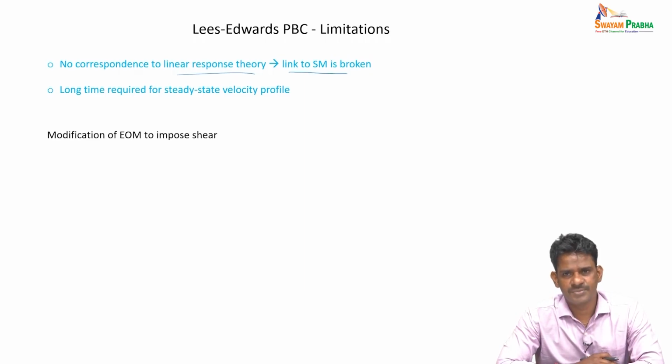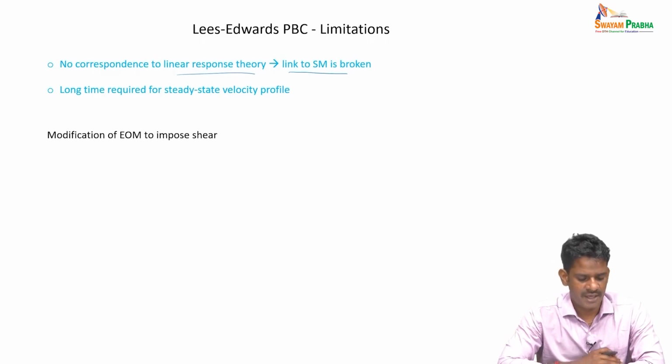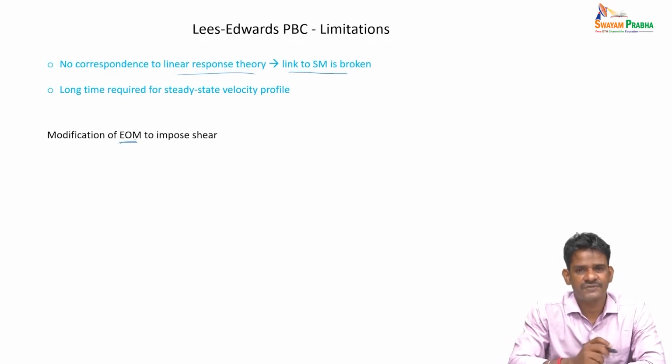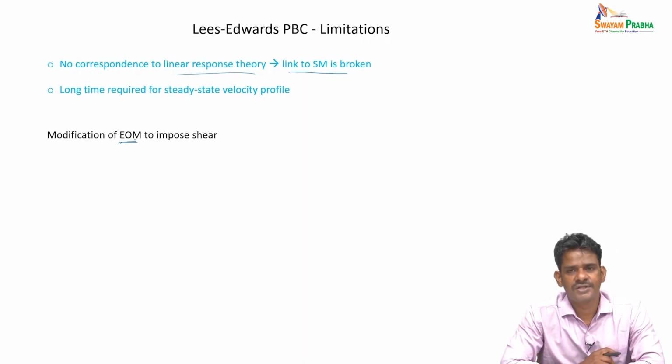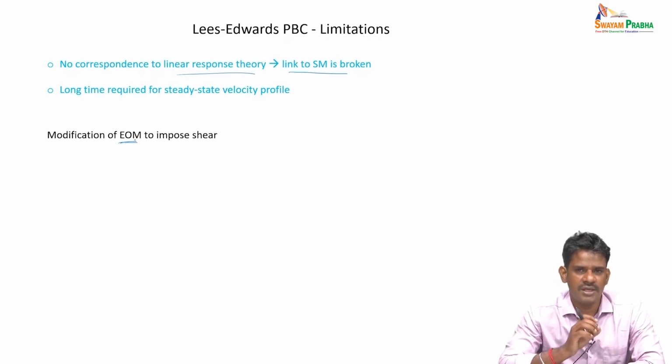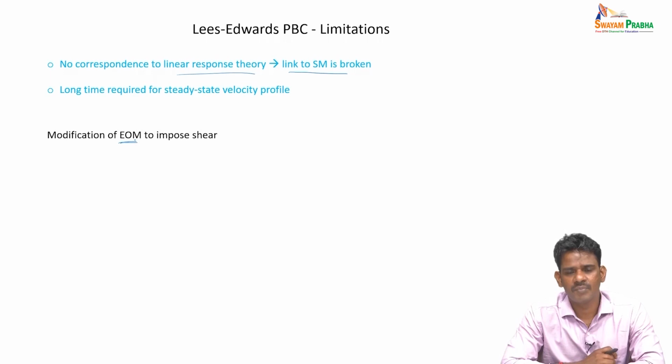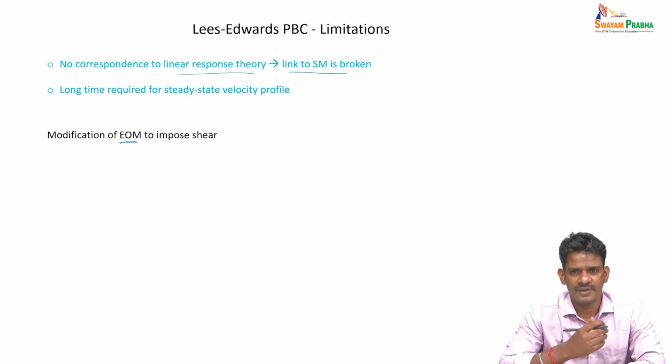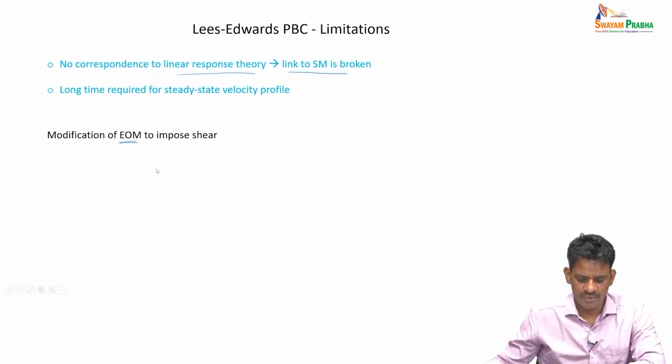So, as an alternative to this particular method, and to do it more rigorously with the link to statistical mechanics, modifications are done in the equation of motion itself so as to impose the shear. So, we are going to look at one particular algorithm where the equation of motion itself is perturbed by adding a few terms so as to mimic the effect of the shear, and such a modification will have a relationship to statistical mechanics as well as linear response theory, and we have to take care of the periodic boundary conditions there as well. And we will look at one particular method.